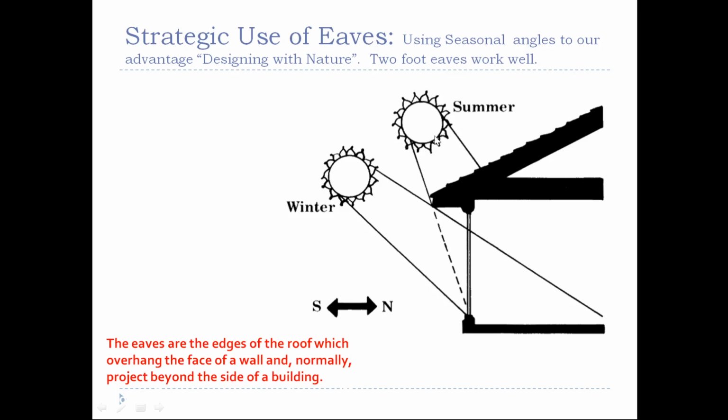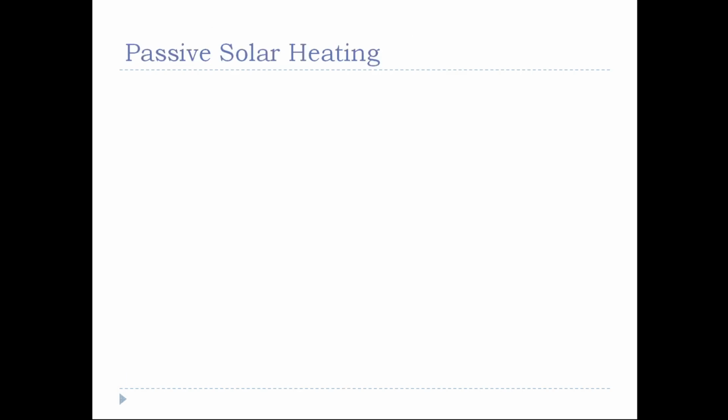So in the summer you can see the sun is high in the sky and this eave will not allow the solar energy into the room. The roof will block it. So according to the location, it should be designed properly.